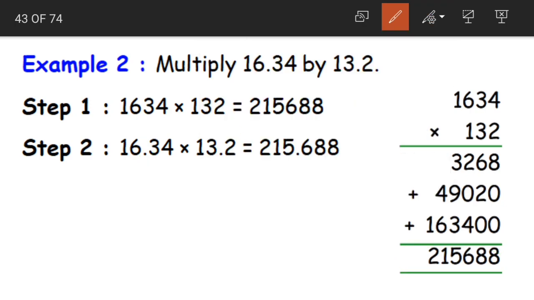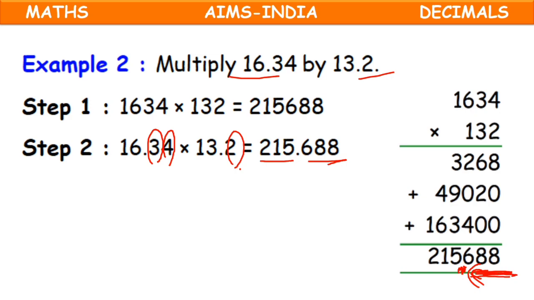So in our answer, that is in our product, we have to place a decimal point after 3 digits from the right. Always consider the digits from the right while counting and also while placing the decimal point. Yes, so we are having 3 decimal places here. That is why we are placing a decimal point after 3 digits from the right. What is our product now? 215.688 is our final product of the given two decimal numbers. I hope this is clear, children.